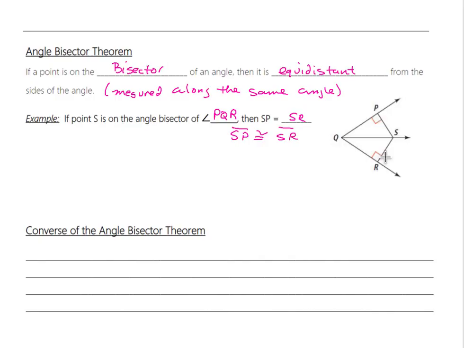The same thing would hold other than along a perpendicular. This PS distance gives us the shortest distance from S to the side of the angle, but we could measure distance along another angle also. As long as we're measuring along the same angle, we're going to have congruent segments.